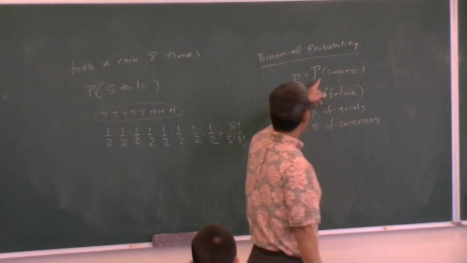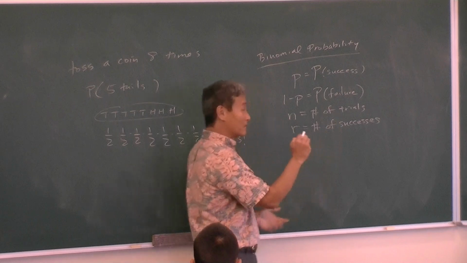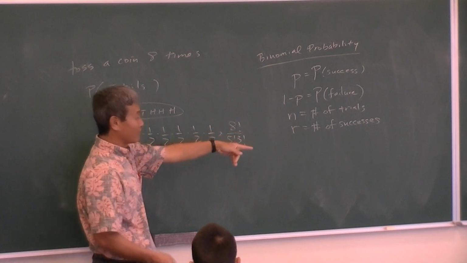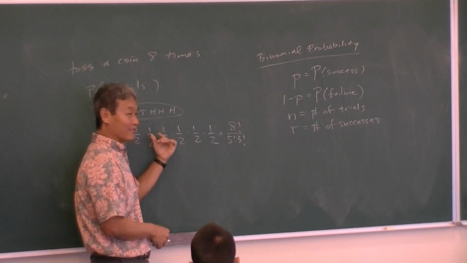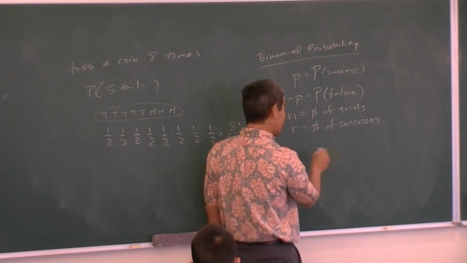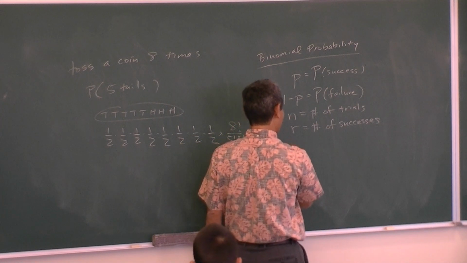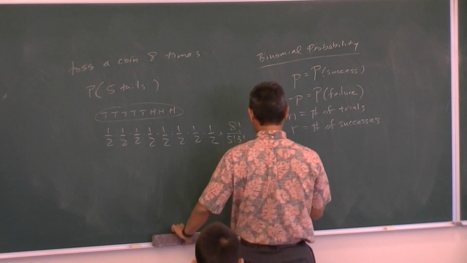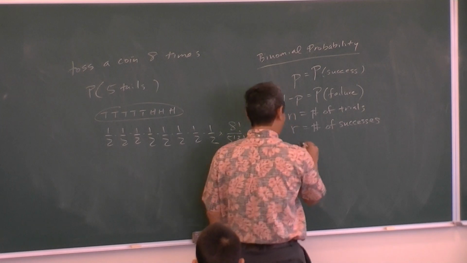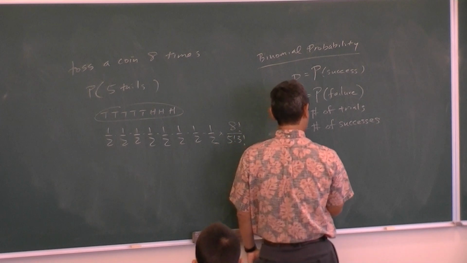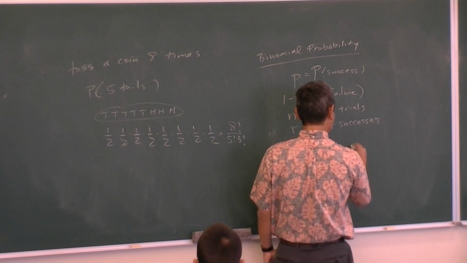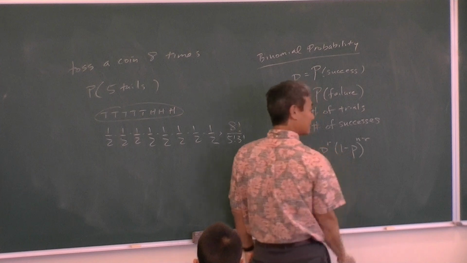Okay, and in this problem, what is P? What's the probability of tossing a tail? 1/2, and then of course the probability of a failure would be 1 minus 1/2, which is 1/2. Okay, so therefore, once you define these things, the probability of getting R successes is equal to, why don't I just write the formula down? N choose R times P to the R, times 1 minus P to the N minus R.